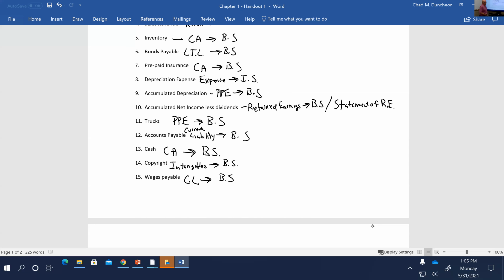It is really important as we move forward in this class that you're able to look at these and identify what these things are. Are they assets? Are they liabilities? Are they equity? Very important that we get that down as we move along.